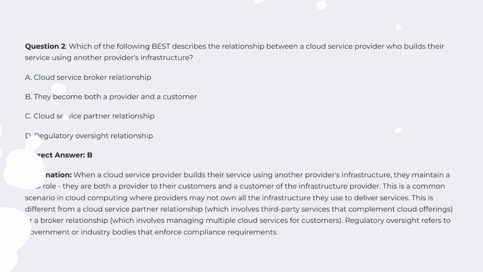Correct answer. B. Explanation. When a cloud service provider builds their service using another provider's infrastructure, they maintain a dual role. They are both a provider to their customers and a customer of the infrastructure provider. This is a common scenario in cloud computing where providers may not own all the infrastructure they use to deliver services. This is different from a cloud service partner relationship, which involves third-party services that complement cloud offerings, or a broker relationship, which involves managing multiple cloud services for customers. Regulatory oversight refers to government or industry bodies that enforce compliance requirements.